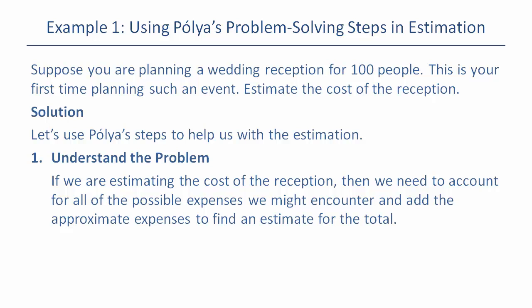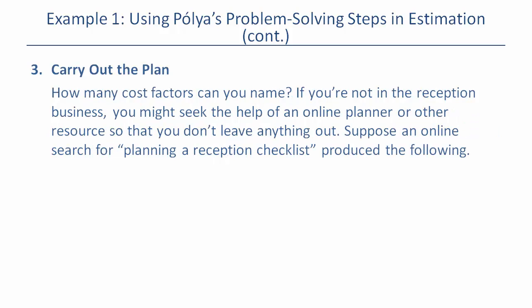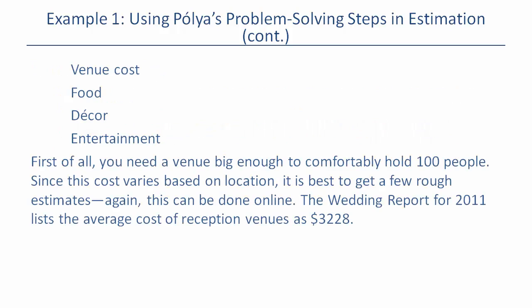Well, we don't have any information other than we have 100 people. So we better start doing some work. So we develop a plan and we figure out, well, let's list all the things that go into a wedding reception. And if you don't already know that, well, then maybe do a Google search and figure out what entails a wedding reception so you can start coming up with prices for those. And then you're going to estimate those prices and figure it all out.